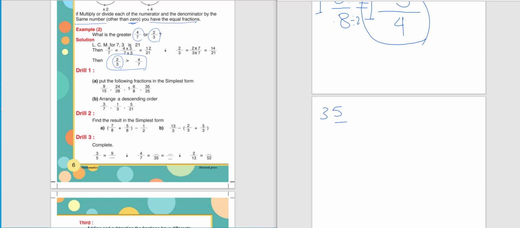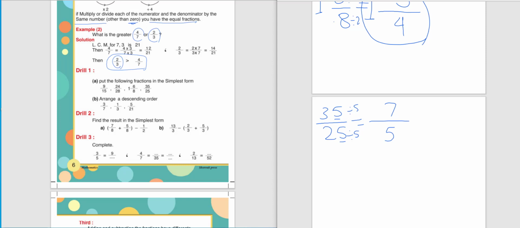35 over 25. From the units digit, we know 5, and if any number's unit digit is 5, we can divide it by 5. So 35 divided by 5 equals 7, and 25 divided by 5 equals 5. And 7 and 5 are prime numbers.